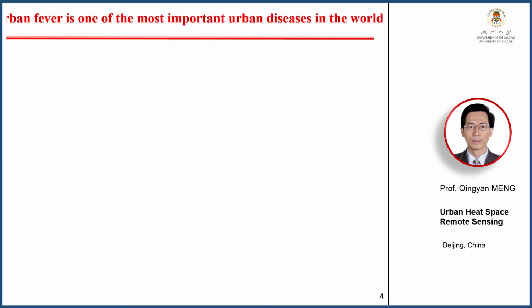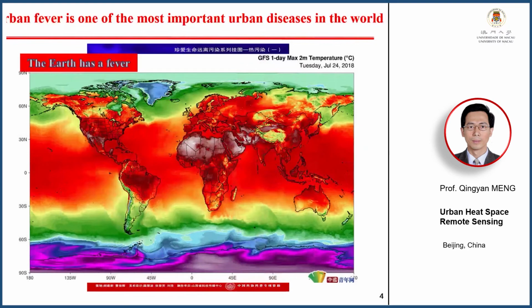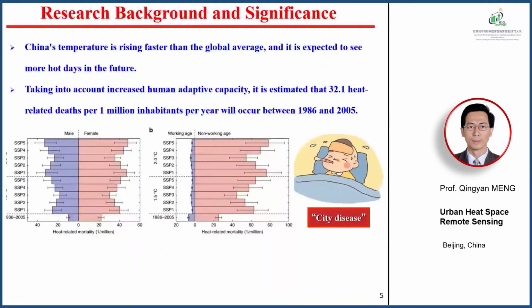Now it's very hot, not only in China's cities, but also in other countries. For example, in Europe and Africa, there is a very serious hot phenomenon. We can say that urban fever is one of the most important urban diseases in the world. There is very serious thermal pollution, and we say the Earth has a fever. Not only this year, but several years ago. Perhaps in the future, the fever phenomenon will become common and last a long period.